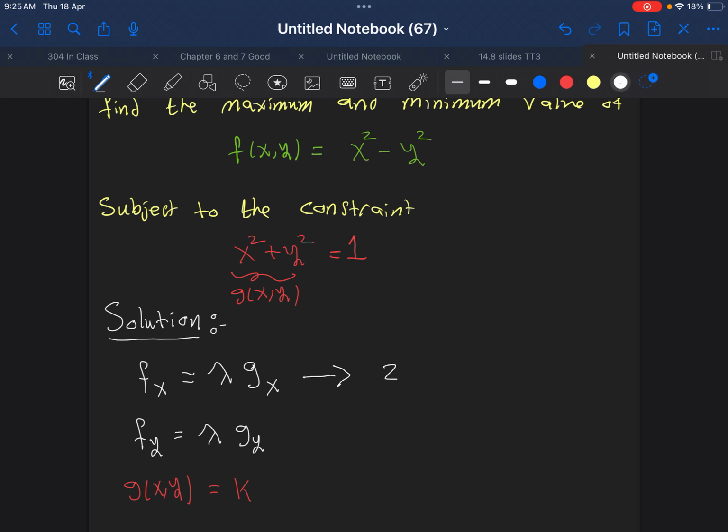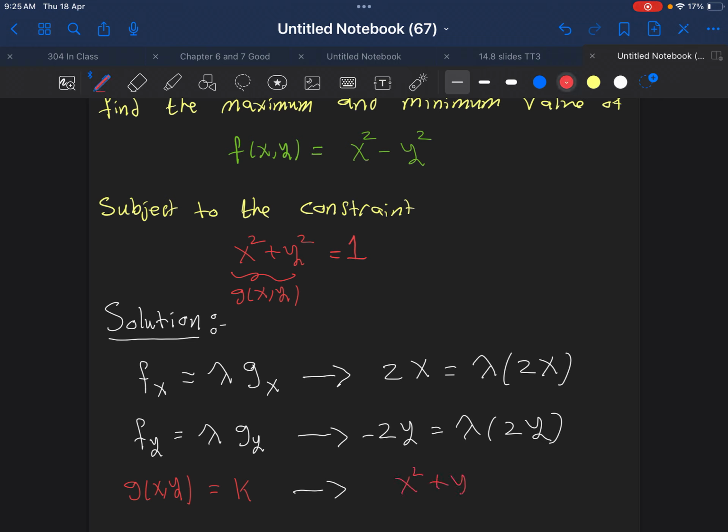f_x will be just 2x equal lambda g_x, which will be again 2x. Equation number 2, it will be negative 2y equal lambda 2y. And finally, equation number 3, we write it as is, x squared plus y squared equal to 1. That's the third equation.